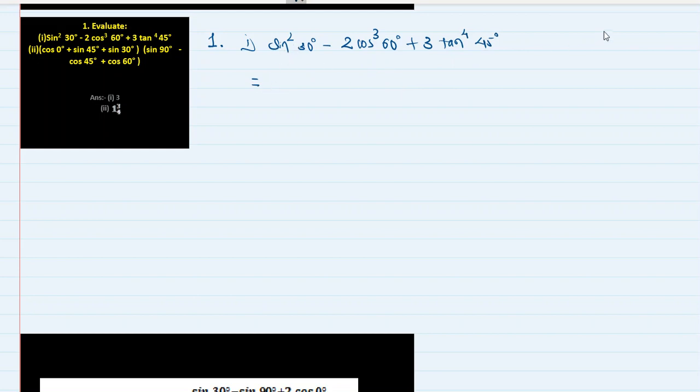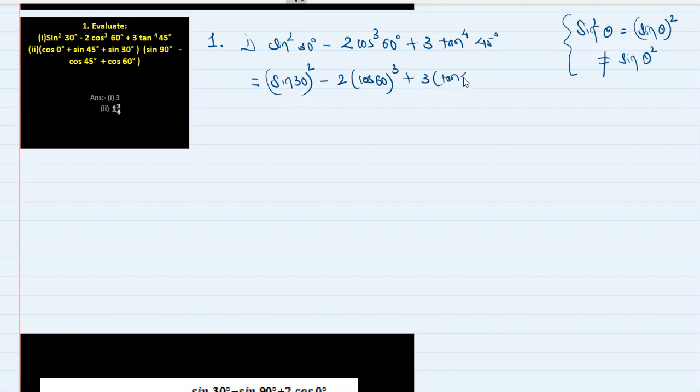Remember sine square 30, I think I have told earlier also, that sine square theta is equal to sine theta the whole square, and it is not equal to sine theta square. एंगल को स्क्वायर नहीं करना है, हमें साइन थीटा को पूरे को स्क्वायर करना है. ठीक है, प्लीज रिमेंबर दिस. ये सारे ट्रिग्नोमेट्रिक रेशियोज के लिए एप्लीकेबल है. So sine square 30 is equal to sine 30 the whole square minus 2 into cos of 60 the whole cube plus 3 into tan of 45 the whole raised to 4.